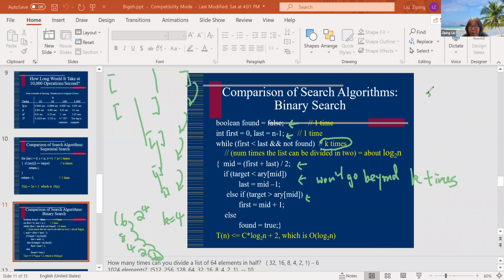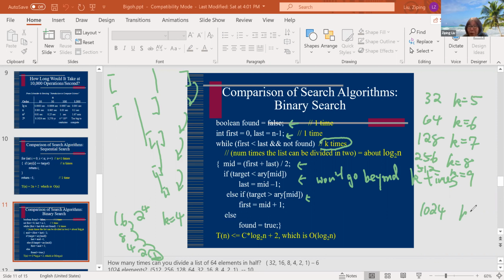And if you have 32, k is 5. If you have 64, k is 6. If you have 128, then k is 7. 256, k is 8. 512, k is 9. 1024, k is 10. And we're quite familiar with those 2 to the k numbers.